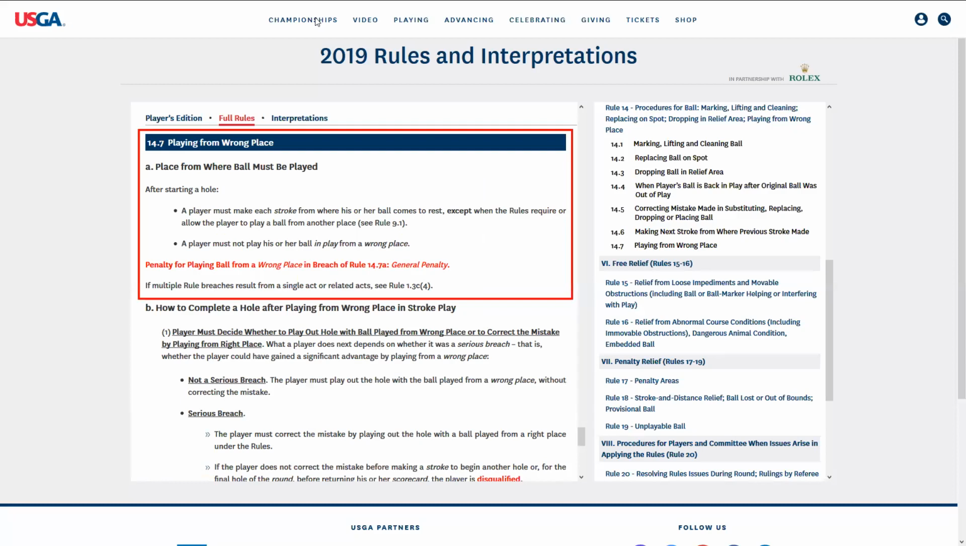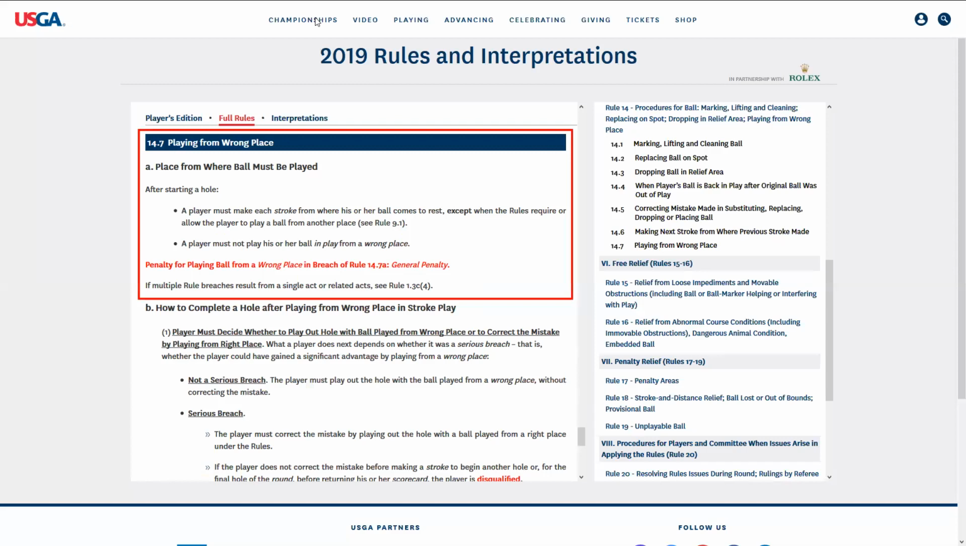Playing from wrong place. After starting a hole, a player must make each stroke from where his or her ball comes to rest, except when the rules require or allow the player to play a ball from another place. A player must not play his or her ball in play from a wrong place. And here's the penalty section. Penalty for playing ball from wrong place. And breach of this rule is a general penalty.